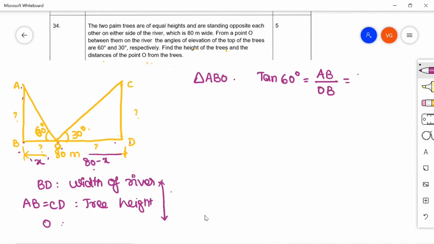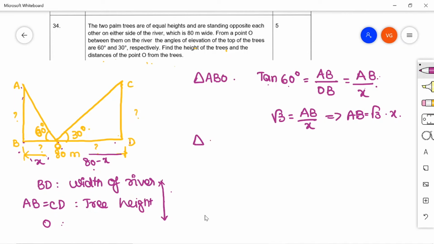So AB, I am leaving it like that only, that is the height of the tree, because we need to find it, so I am writing AB. OB is x here. So tan 60 is how much? Root 3. So root 3 is equal to AB by x. So write it down: AB is equal to root 3 times x.